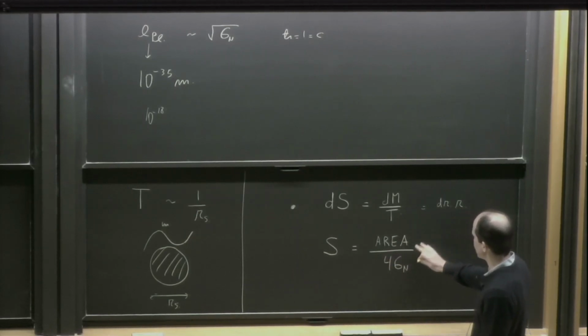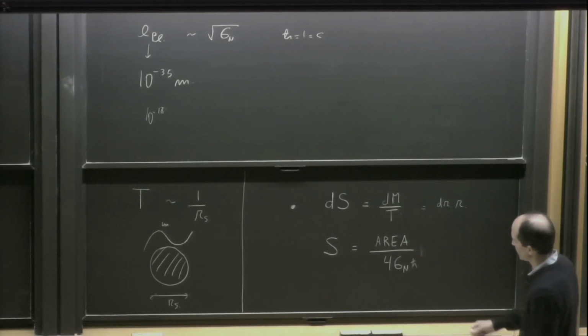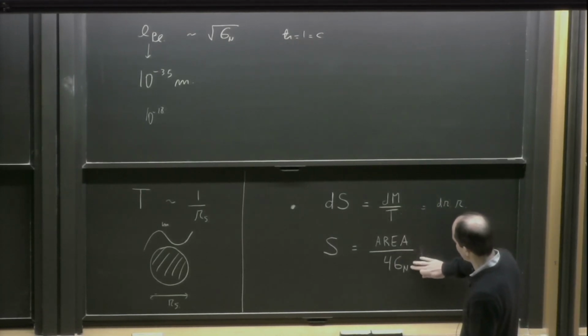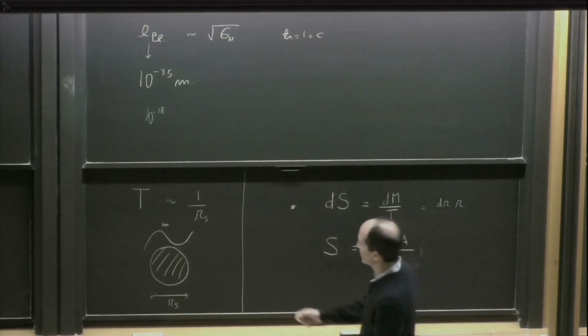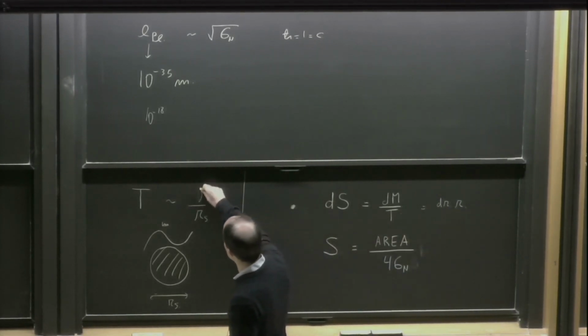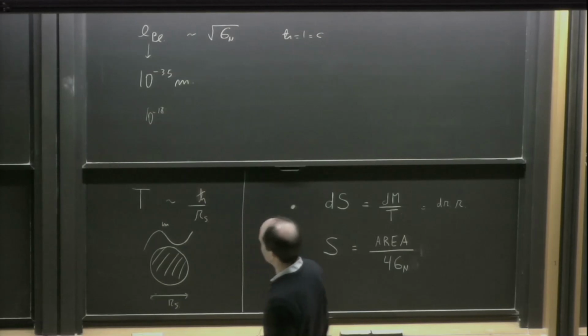Here I've set h bar and c equal to 1. If I hadn't set h bar, there is an h bar here in the denominator. So again, it's an effect that goes to infinity when h bar goes to 0. I guess also here in the temperature, if I had left the h bar, it should be here. So it's a quantum effect.